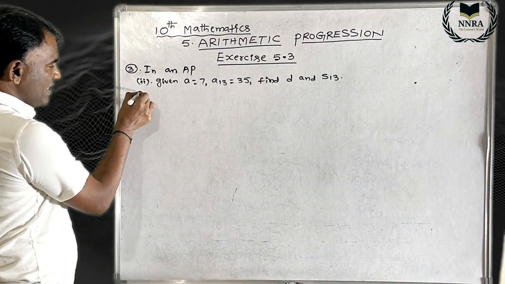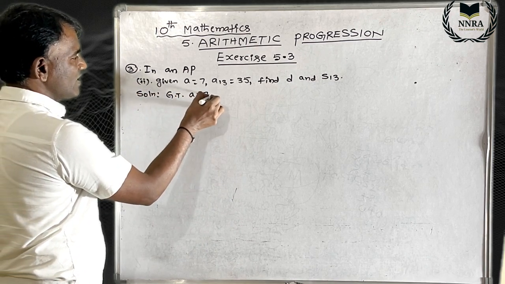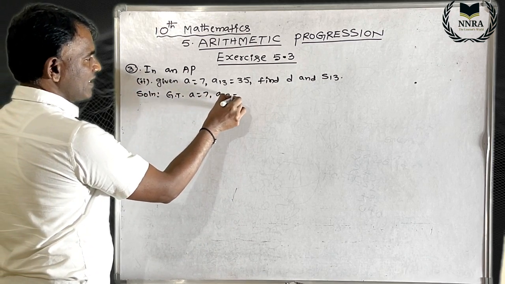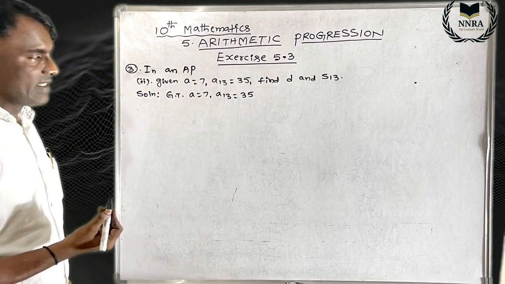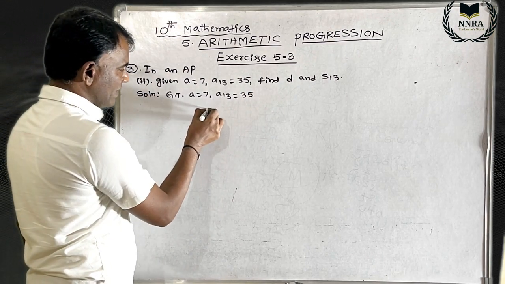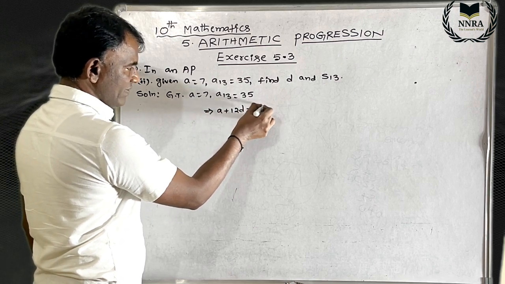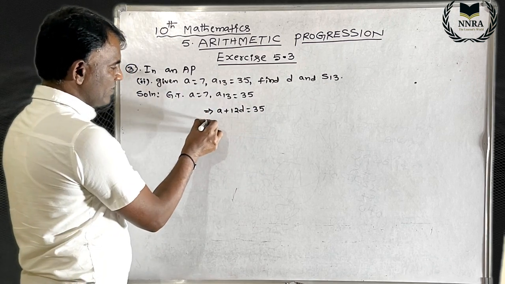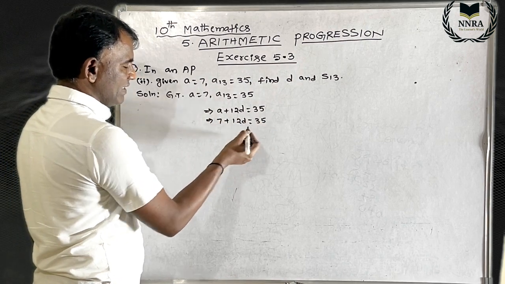This is the second sub question in the third main question. So the first term is 7. Given that A equal to 7, A13 equal to 35. A13 means the 13th term. Then how do we write the 13th term? That can be written as A plus 12D. So it is 35. But what is the value of A? 7. So 7 plus 12 into D equal to 35.